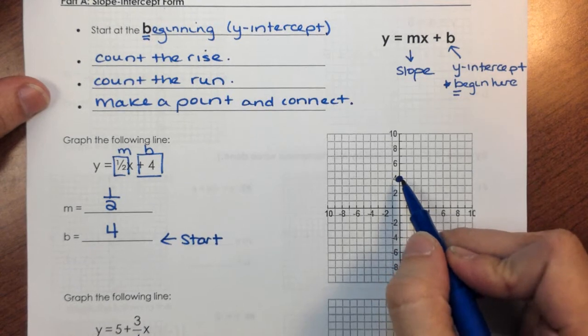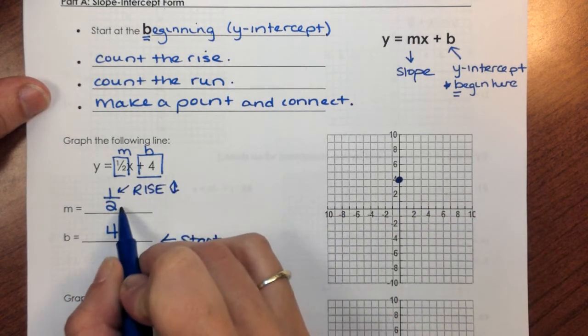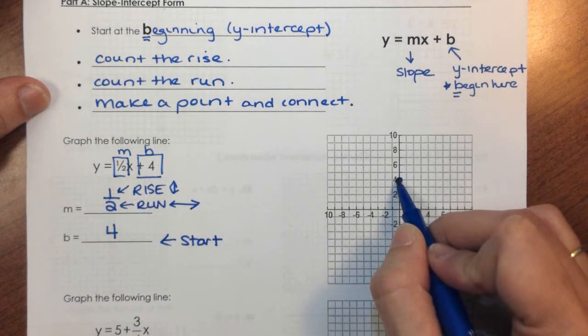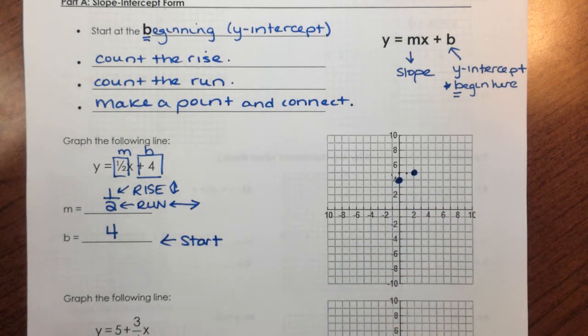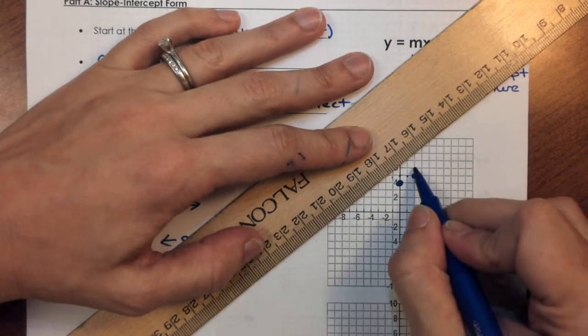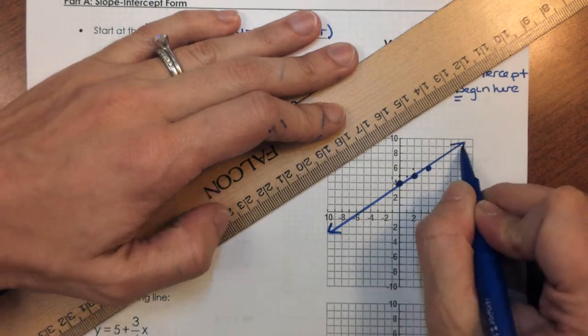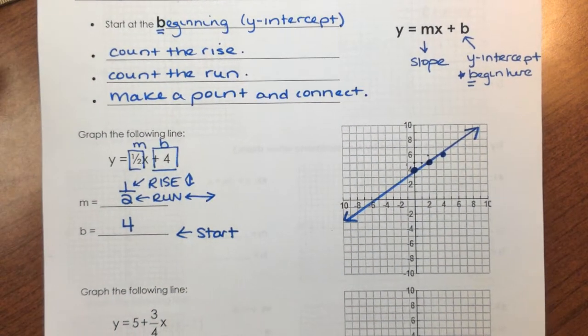Next, I'm going to use my slope. We know that this is the rise. We know that this is the run. So I'm going to rise 1 and run 2. Make a point. Maybe I'll do one more. 1, 1, 2. All right. This line right here is y equals 1/2 x plus 4.